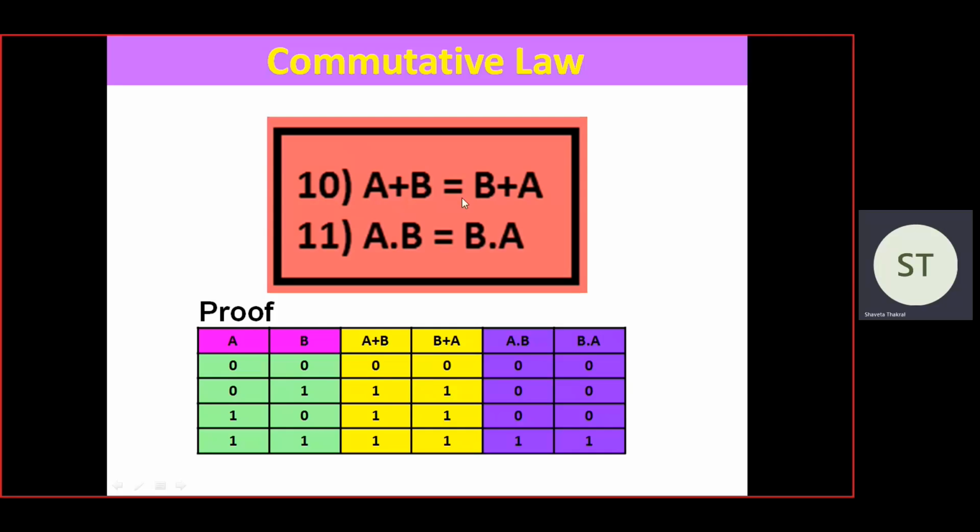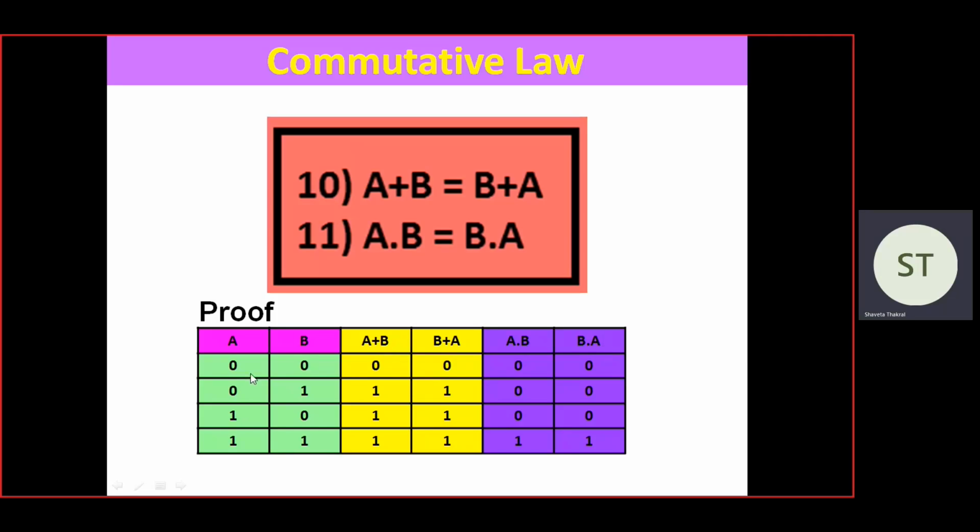A ANDed with B is equal to B ANDed with A, and A ORed with B is equal to B ORed with A. So we can verify these two theorems, like here we have A, here we have B. So A and B can have four combinations: 0 0, 0 1, 1 0 and 1 1. So here we check A or B, here we check B or A, here we check A and B, and here we check B and A.